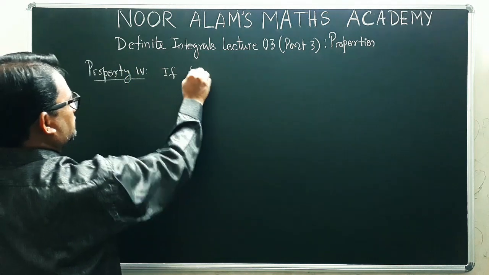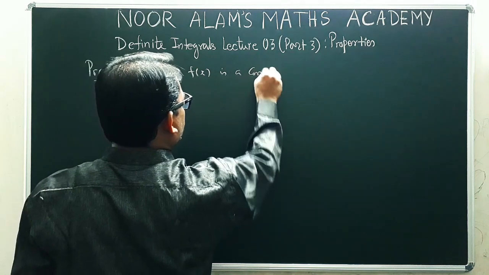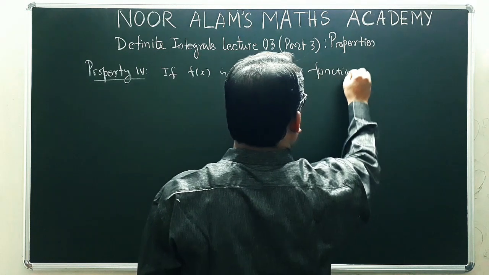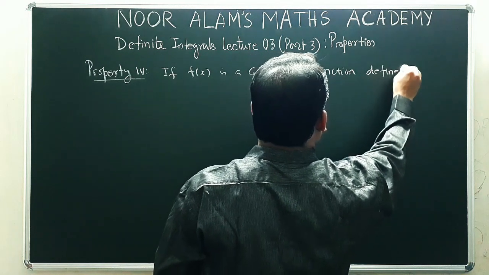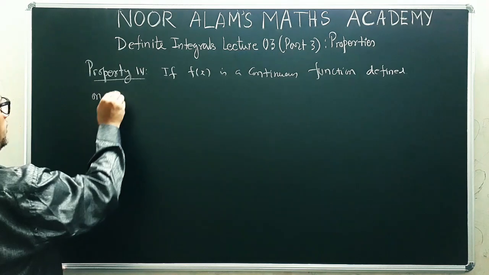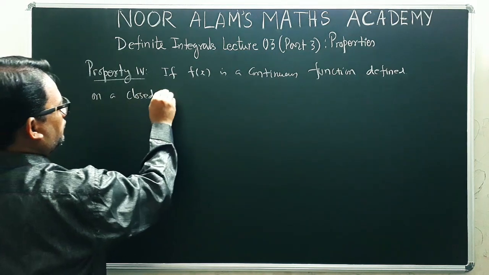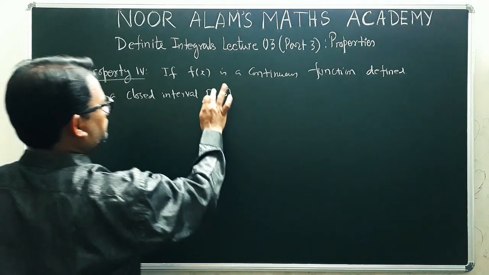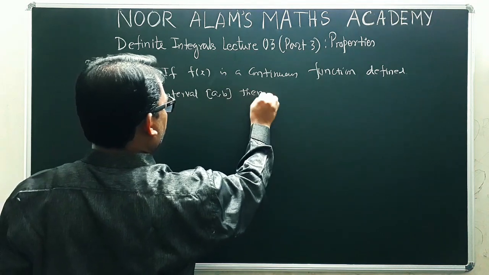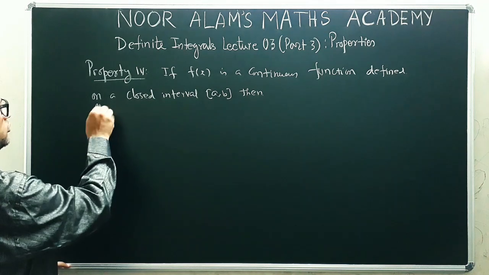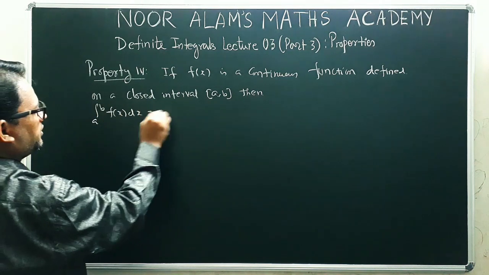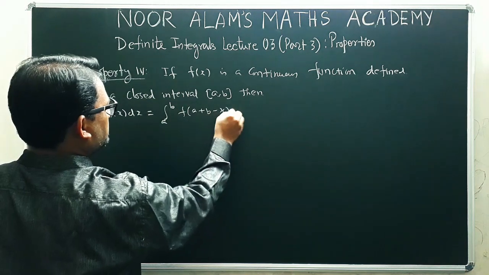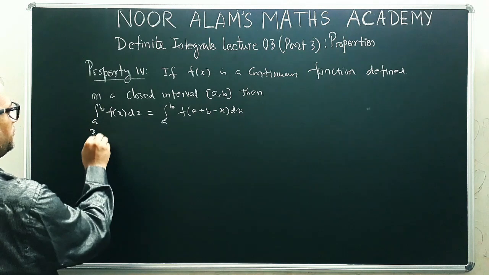If f(x) is a continuous function defined on a closed interval [a, b], then the integration from a to b of f(x) dx can be written as the integration from a to b of f(a + b - x) dx. Okay, now the proof of this property.